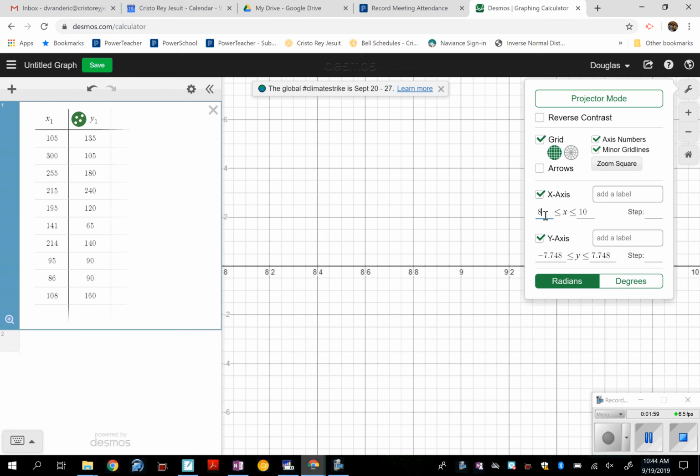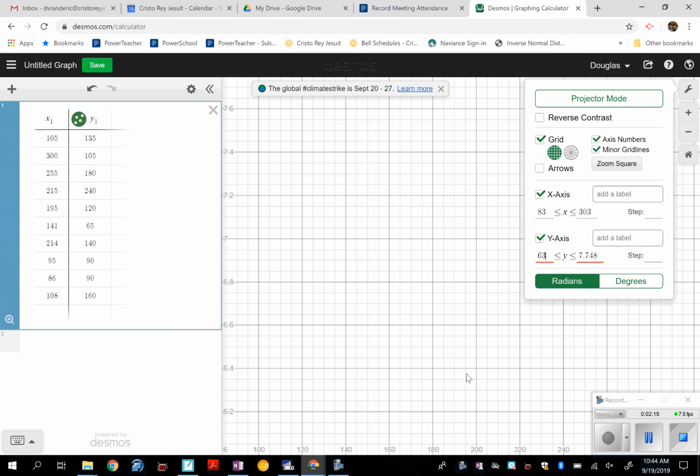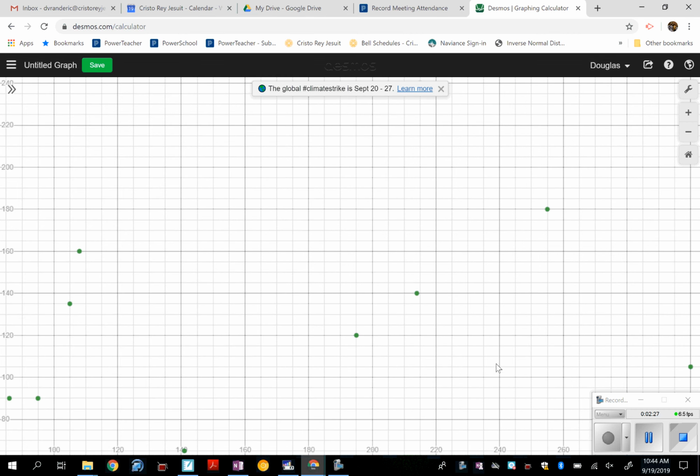So what was our lowest value again? I'm going to use 83. Our highest, 300, right? So 303. What about our lowest for our y value, our duration? 65, so you put 60, okay, I'm going to put 63. And then our highest or longest y value, 240. Okay, we should see it. And there it is. Now, where is my 240? Am I missing it? There she is.